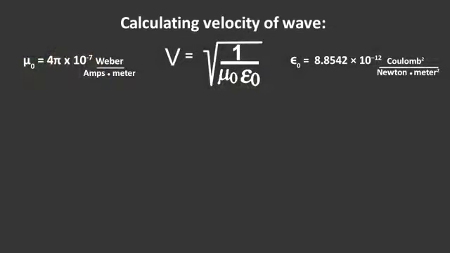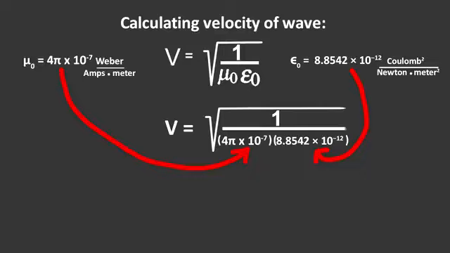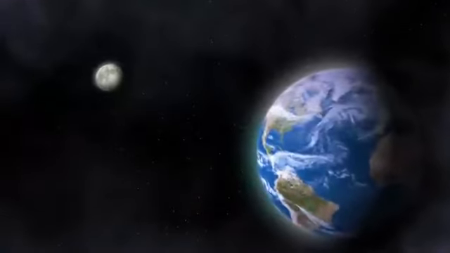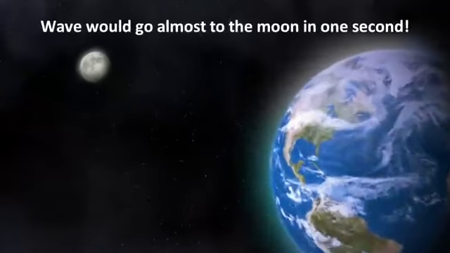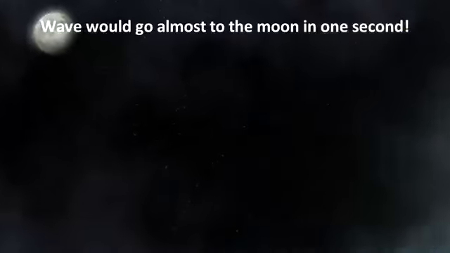Now we take the measured values of these two constants and do some simple math. Lo and behold, what you find is that the wave you've just created is moving at about 300,000 kilometers per second. This is really fast. This would go all the way around the Earth almost 8 times, or close to the distance of the Moon in 1 second. What kind of wave moves this fast?